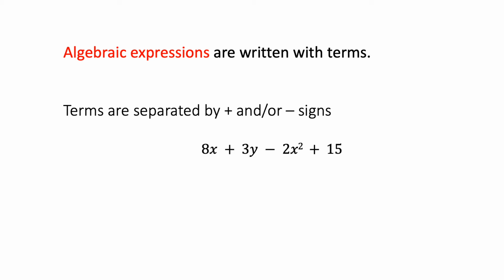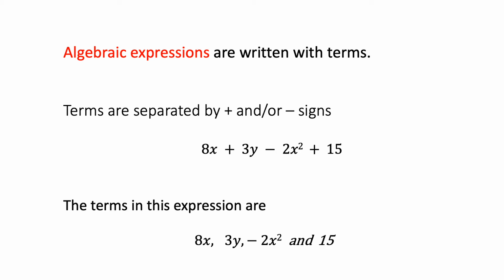8x plus 3y minus 2x squared plus 15 is an expression, and this expression is made up of 4 different terms. The terms in this expression are 8x, 3y, negative 2x squared, and 15. They are each separated by a sign. A negative term must be denoted with a negative sign.